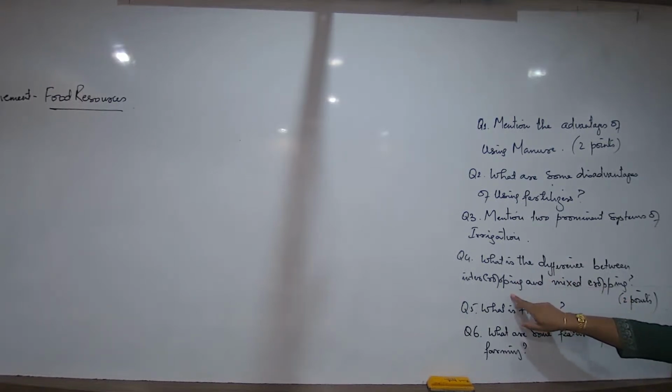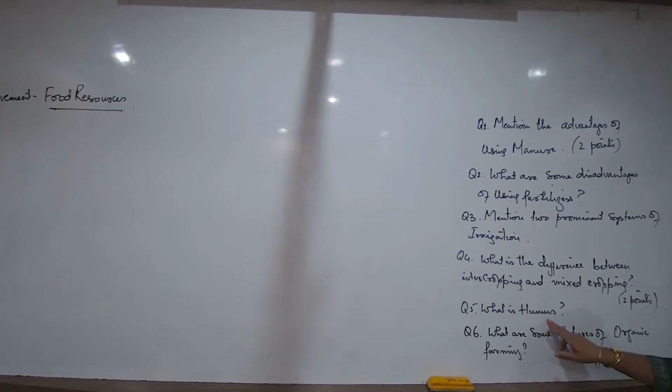Difference between intercropping and mixed crop. What is humus? Humus is the natural organic matter. For manure we considered, humus helps in improving the texture of the soil physically. What is humus? First, organic matter.